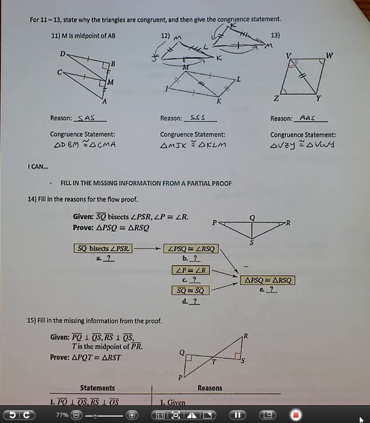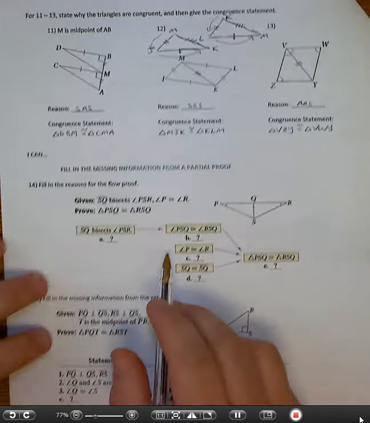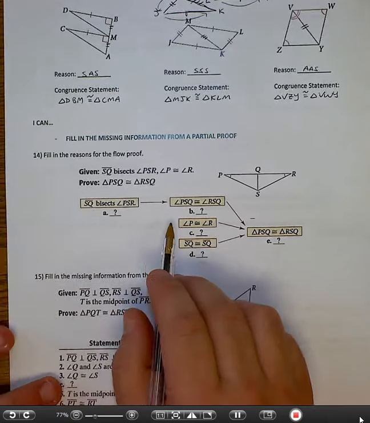Okay, in this next video we're going to start looking at some proofs. We're going to fill in missing information. It's not a full proof by itself. This is actually a flow proof. You should have seen some of these when we were doing proof days.